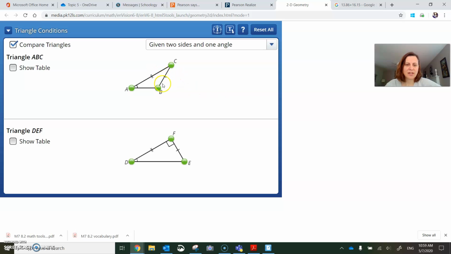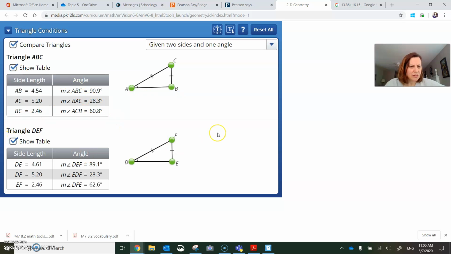So here we've got, they're talking about this side. I know they're talking about those two sides because they're marked, and this angle A that's not included. So A and D are the same. This side and this side are the same, and this side and this side are the same. And as you can see, those two triangles, if you rotate them around, they're not going to fit on top of each other. I mean, maybe they would. Let's see. We'll go Show Table. So here is an example where they're close, but they're still not the same.